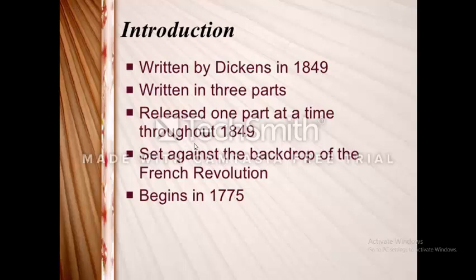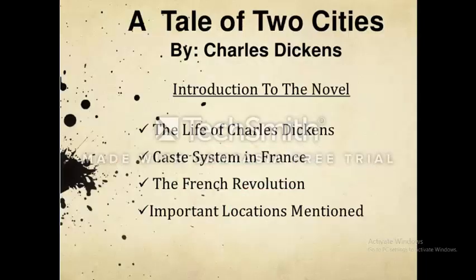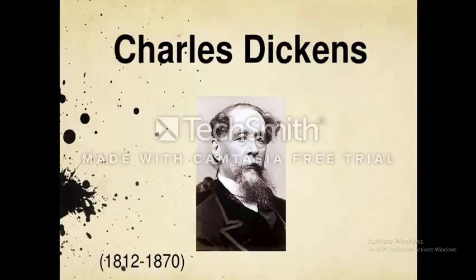Introduction. A Tale of Two Cities was written by Dickens in 1849. It was written in 3 parts, released one part at a time throughout 1849. It's set against the backdrop of the French Revolution, beginning in 1775. Introduction to the novel: the life of Charles Dickens, the caste system in France, the French Revolution, and important locations mentioned.